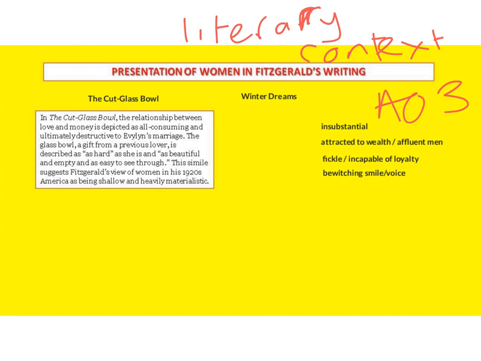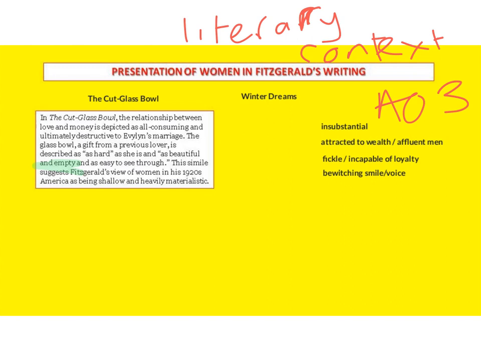Okay, so a quick quote from the opening of The Cut Glass Bowl here. We have our main character, Evelyn, who is married, but she has kept a gift from an admirer from her days of being young, free and single. And many times throughout the story, she sort of pines or wishes to go back to the days where she's young, free and single. So the opening says here, the glass bowl, a gift from a previous lover or admirer, is described as "hard as she is, and as beautiful and empty, and as easy to see through."